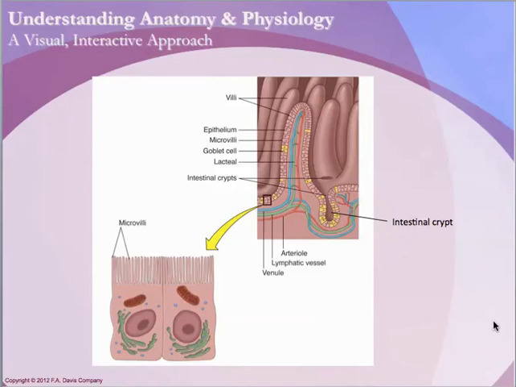The epithelial cells covering the villi have a brush border of ultrafine microvilli. These, again, increase the absorptive area and produce digestive enzymes. So this is where actual absorption of nutrients is occurring, right here on these little villi.